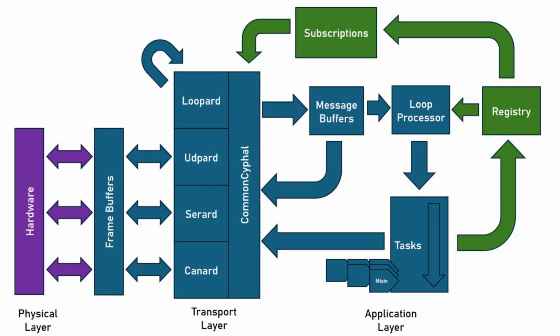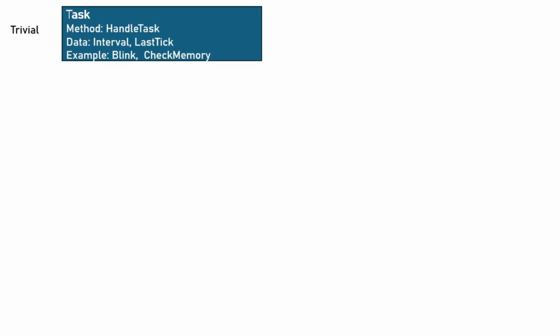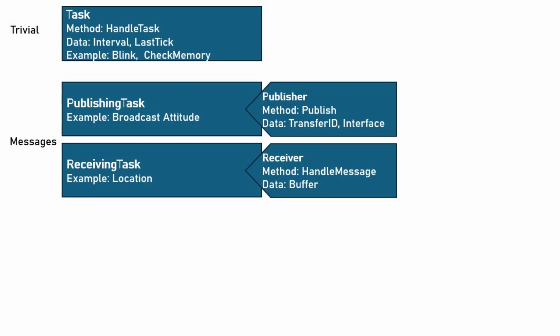Tasks are the workhorses of the system. They can be customized with mixins. Let's focus on tasks for a few slides. Trivial tasks define a handle task method and use interval and last tick to determine when to execute next. Examples include blinking an LED as a health check or logging memory usage. The publisher mixin adds the ability to publish messages, for example to broadcast a heartbeat or the current attitude. The receiver mixin adds the ability to receive messages. It has a message buffer and tells the registry which messages the task wants, for example, the current location.